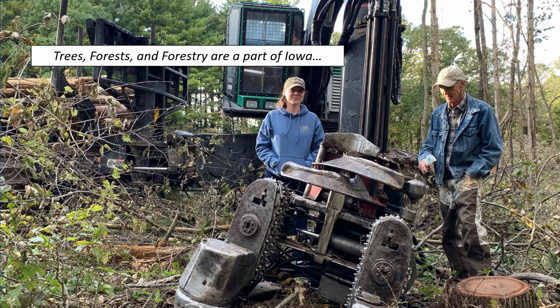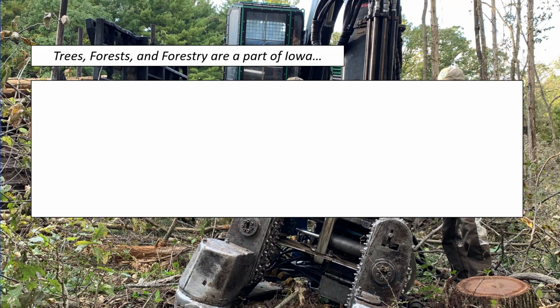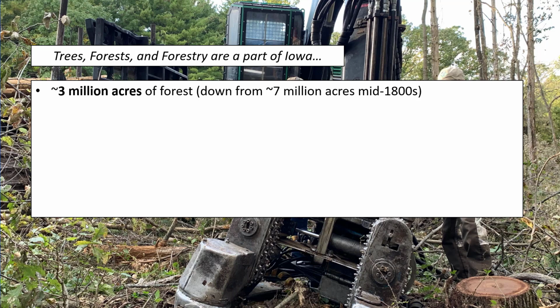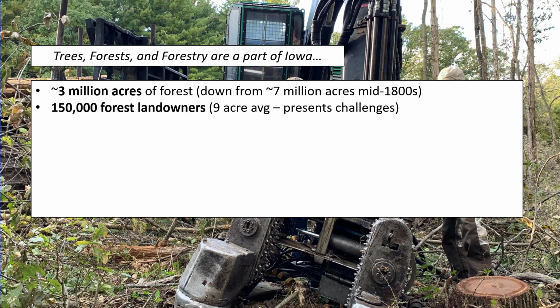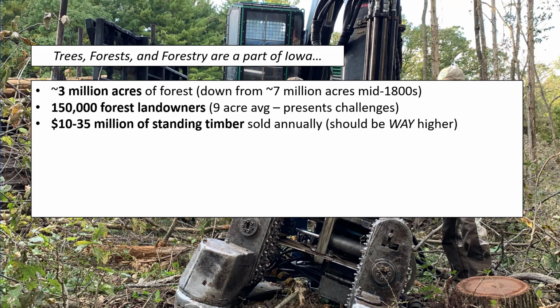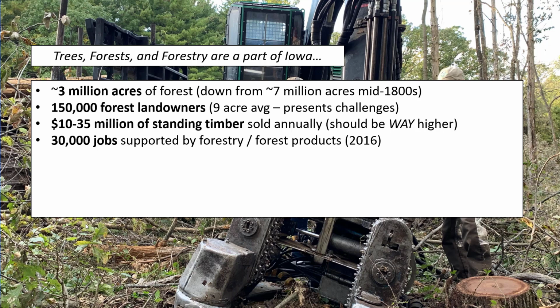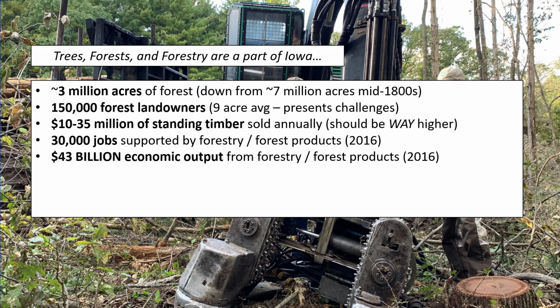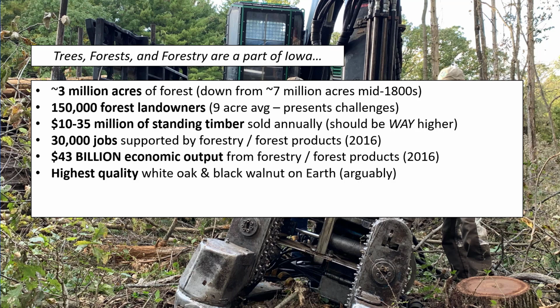But I always tell folks, trees, forests, and forestry are a big part of Iowa. They're a part of who we are, just like prairie and hogs and soybeans. Some quick facts. We've got 3 million acres of forest, down from about 7 million in the mid-1800s. 150,000 forest landowners. $10 to $35 million of standing timber sold annually. This should be way higher, but that's a discussion for another day. 30,000 jobs supported by the industry, $43 billion in economic input, according to a recent analysis. We grow some of the highest quality white oak and black walnut on earth. Iowa State University is one of the oldest forestry programs in the U.S. That's pretty amazing.